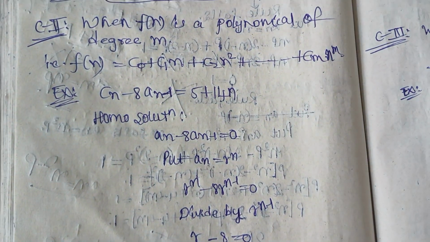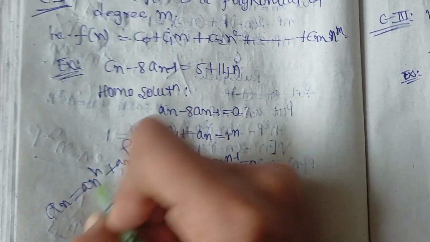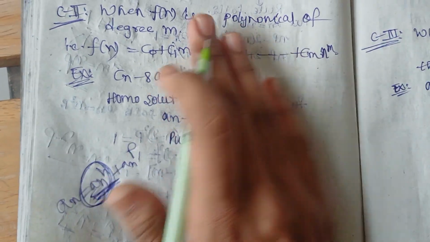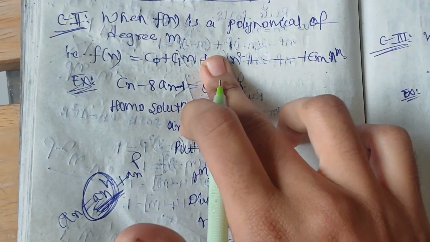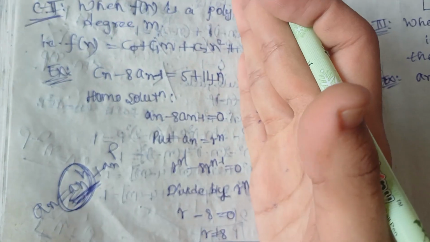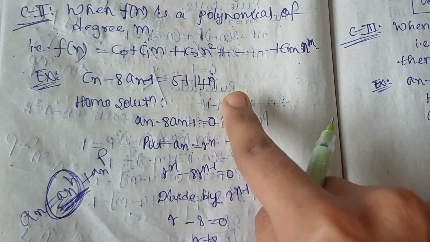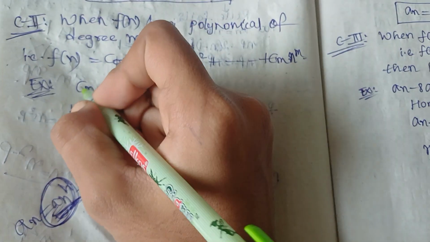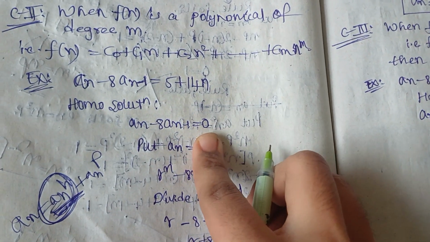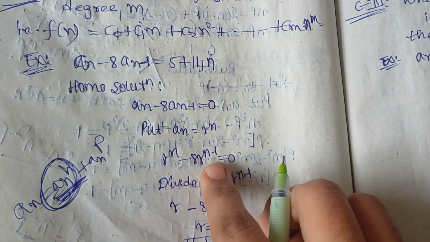Our main task is, see, this general solution an is equal to an power h plus an power p. Our main task is to find an power h. So in order to find an power h, whatever may be on the right side, you have to equate it to 0, since in the case of the homogeneous solution, on the RHS you don't have any value, you have only 0. So you have to make this equal to 0. Now this is not your cn, this is your an. So an minus 8an minus 1 is equal to 0. Now on putting an equal to r power n, we get r power n minus 8 r power n minus 1 equal to 0.